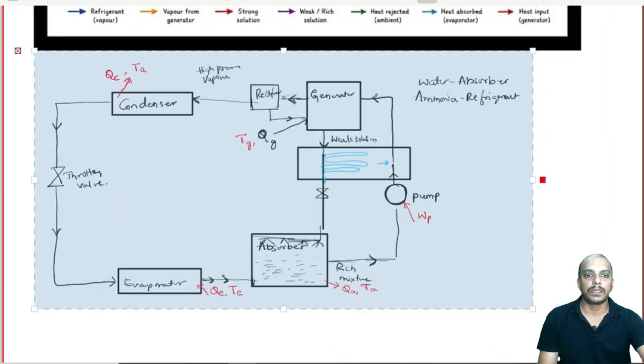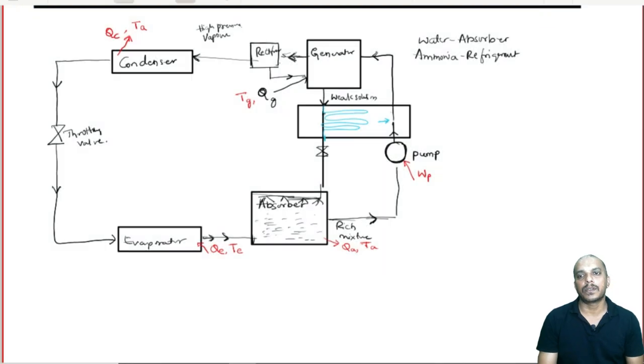Now let us do the energy balance. Now what is the equation for COP, by the way? COP is desired output divided by input. Now what is the desired output in a refrigerator? The heat to be removed from the evaporator is the desired output.